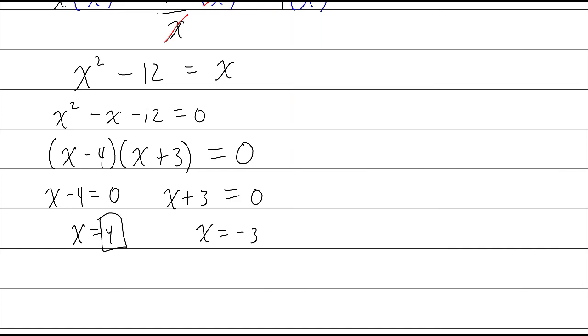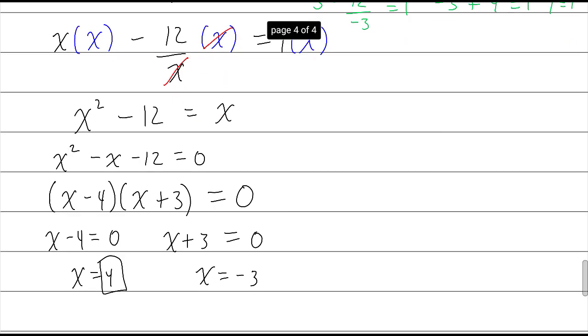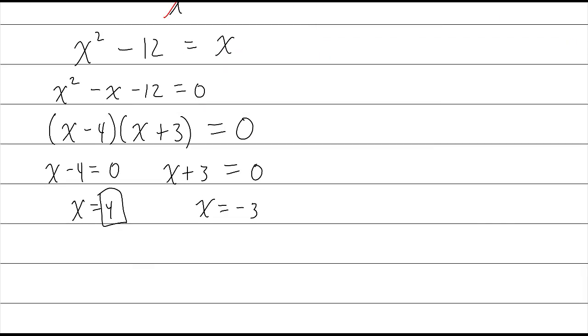Let's check negative 3. Negative 3 minus 12 over negative 3 equals 1. So negative 3 minus a negative, right? They become positive, so that's going to be plus 12 over 3 is 4 equals 1. Negative 3 plus 4 is 1. 1 equals 1. So it turns out that negative 3 is also a solution. We do not have an extraneous solution this time.